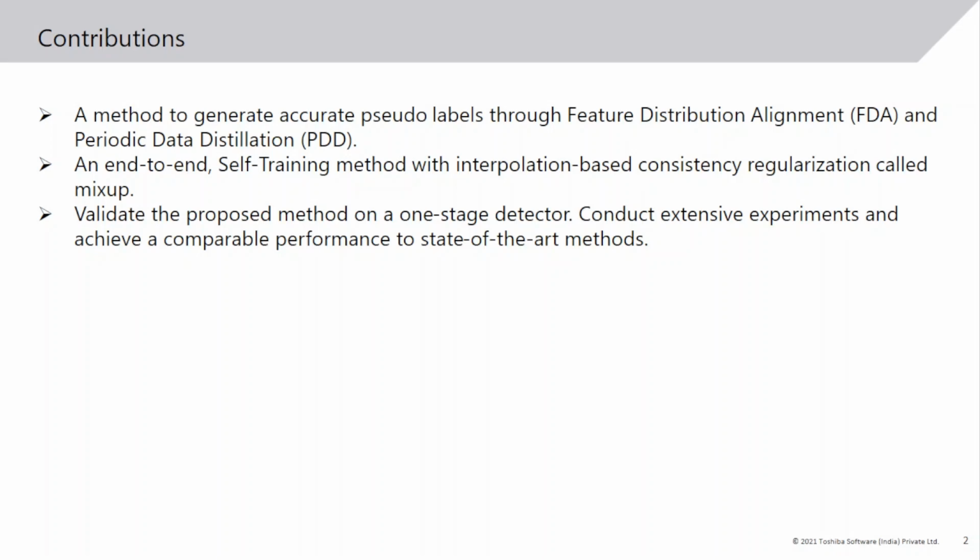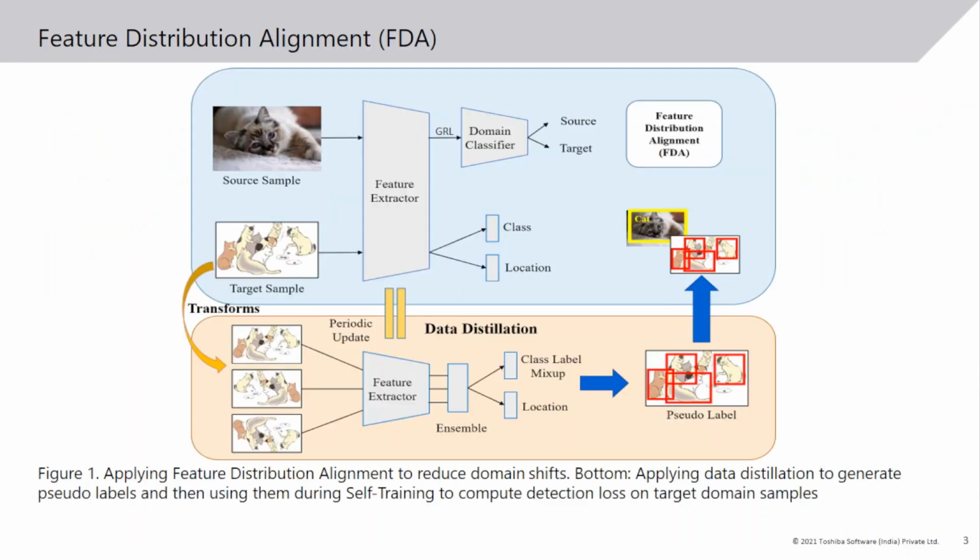context of domain adaptation. And lastly, we validate the proposed method on a one-stage detector and conduct extensive experiments and achieve comparable performance to the state-of-the-art method on the standard domain adaptation benchmark datasets such as clipart, watercolor, comic, and also Caltech dataset. Our method has two components: feature distribution alignment and self-training with Mixup.